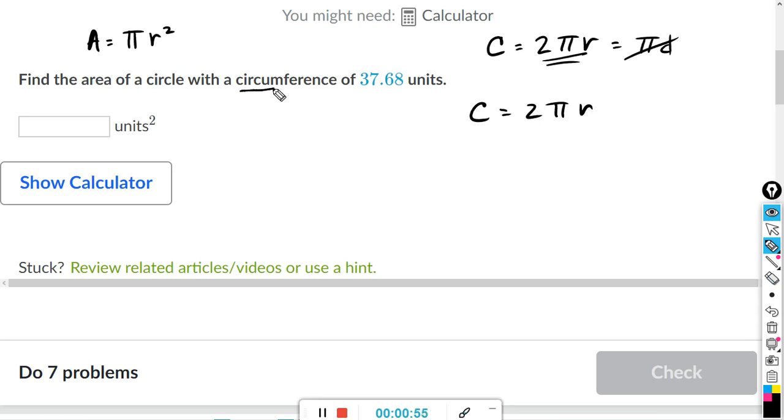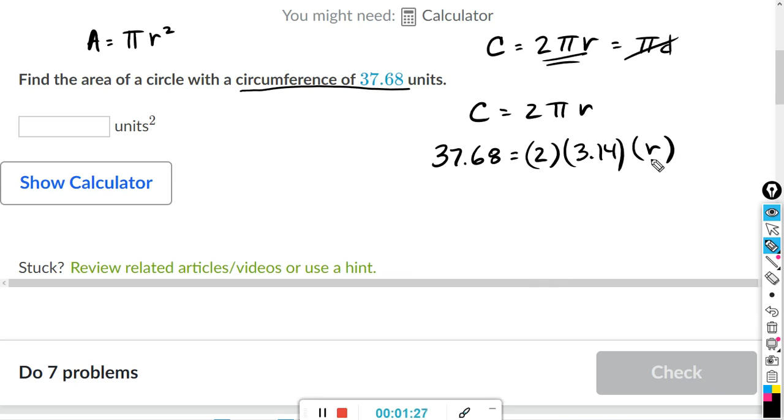We were given the circumference in the write-up. That was 37.68. I'm going to plug in for C, and that's going to equal 2 times pi. You need to use 3.14 for pi. You can't use the pi key on this one because it won't give the correct answer. And that's going to be multiplied by r.